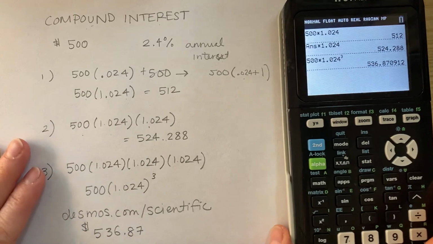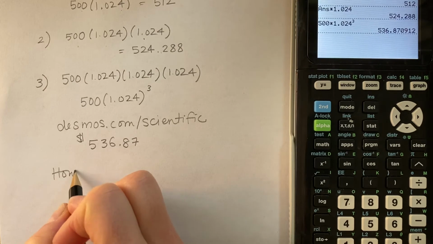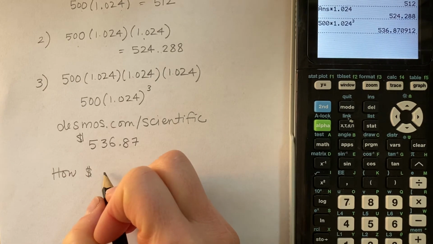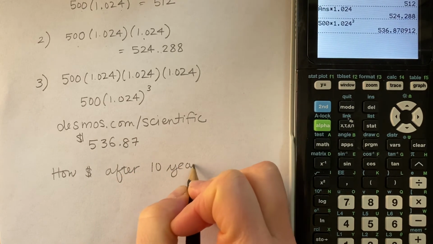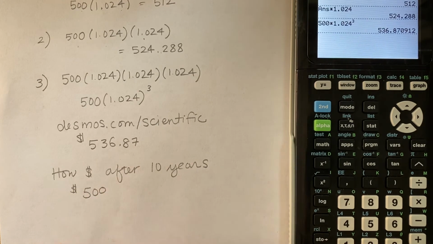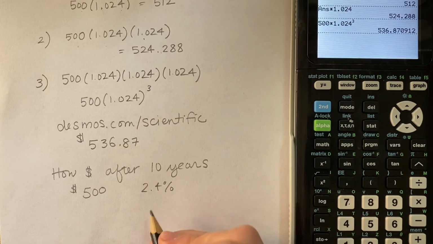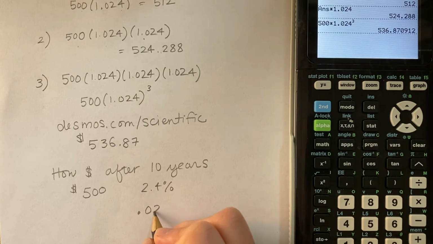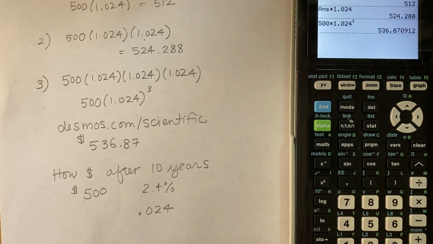So here's your challenge. I want you to find out how much money we would have after 10 years. Now let's say we're still starting with $500 as our principal, our initial amount, and we're having 2.4% interest, which translates to 0.024 being added on. So I want you to take a minute, pause the video, and figure out how much money you have after 10 years.